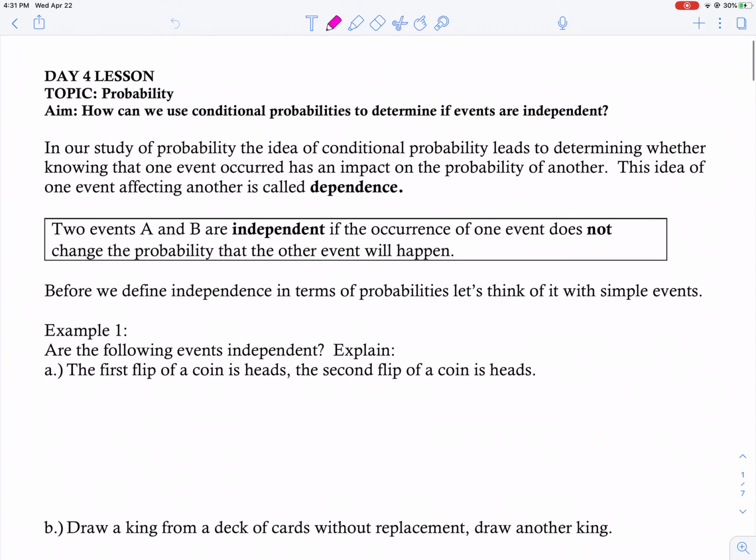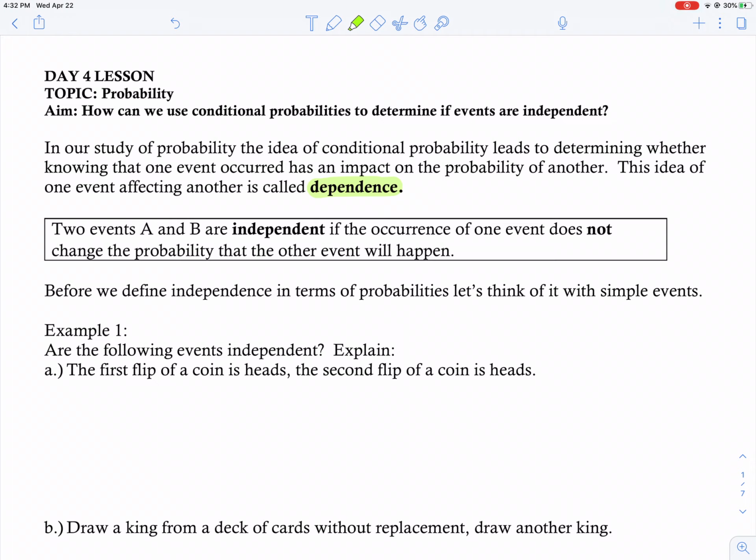We're going to continue our probability, and today we're going to be talking a lot about events being independent or dependent. When we studied yesterday, we talked a lot about the conditional. Today that is going to affect our idea of an event affecting another event, which is called dependence. In our study of probability, when you're talking about conditional probability and determining whether one event has an impact on the other event, that's pretty much dependence.